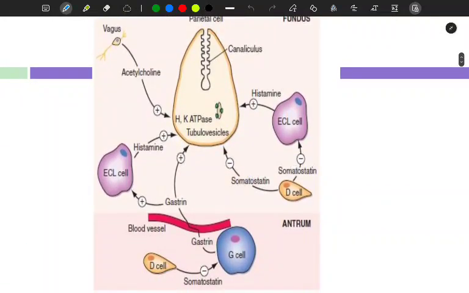Again, about the parietal cell, how the histamine interacts, or the gastrin, and how the somatostatin and the D cell act on the suppression. So yeah, look at the parietal cell, how the acetylcholine acts on the H plus ATPase intracellularly. So the acetylcholine is a neurotransmitter.